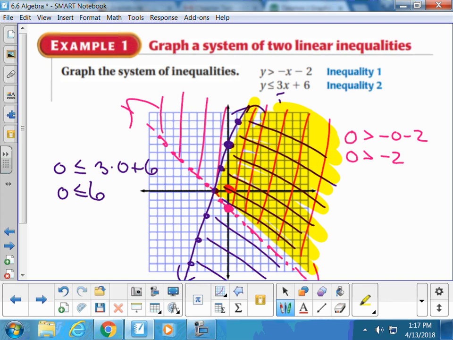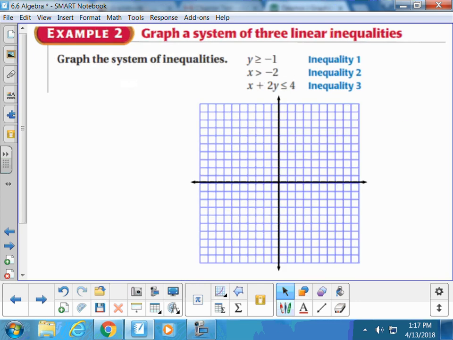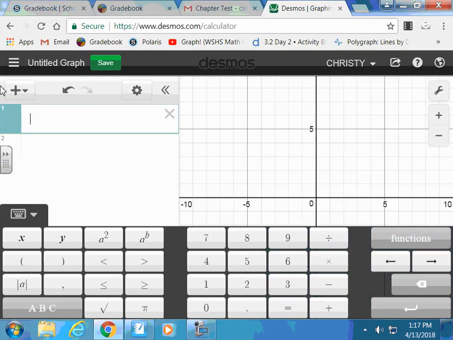All right, how about we do the next one in decimals? Sound good? The next one, there's 3 inequalities. That would be fun. Let's go for decimals. So here's our 3 inequalities. This one's not even solved for y, so that's unfortunate, but decimals can handle it. Let's go ahead and type them on.